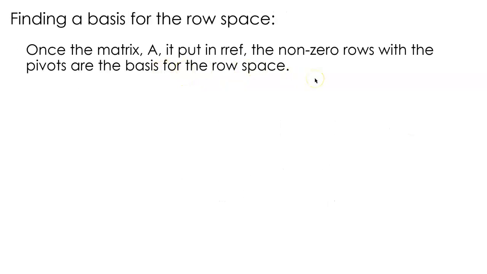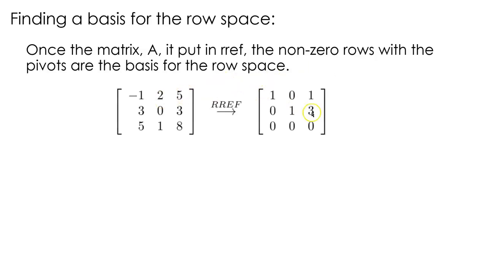Once a matrix is put in row reduced echelon form, the non-zero rows with the pivots are the basis for the row space. What does that mean? So I put this in row reduced echelon form. I've got 2 rows that have pivots, so the first row and the second row form a basis for the row space. You can also go back to the original and take the first 2 rows.